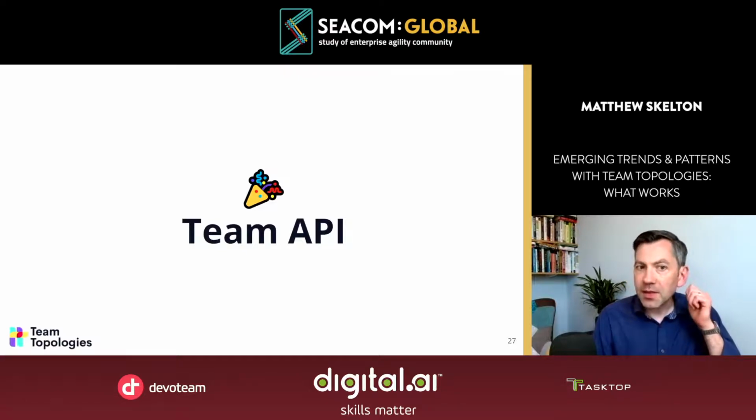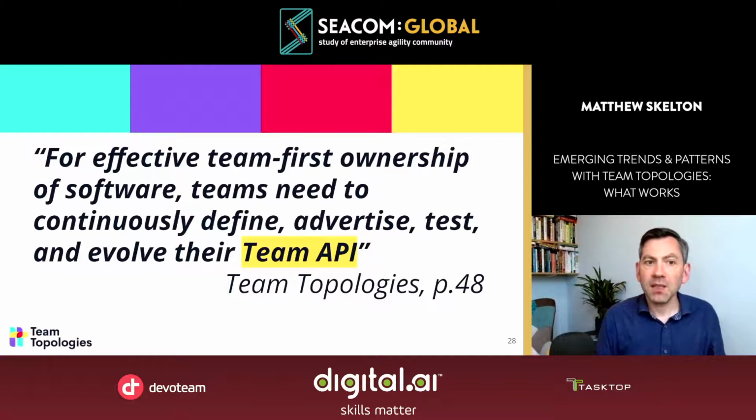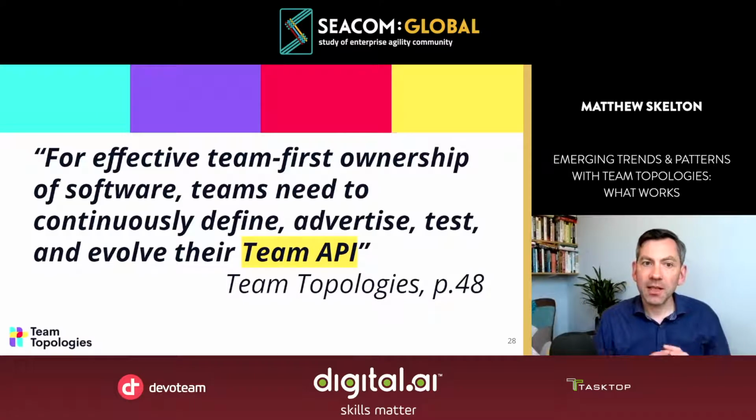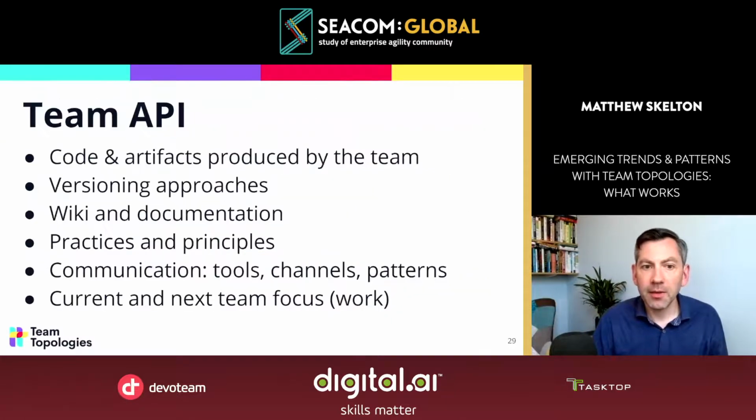One of the concepts that we introduced in the book was called Team API. And the Team API, so API means application programming interface. This is a very technical term that's normally applied to software, but we're applying it to a team. So it's the definition of how to interact with our team from the outside. And we can include all sorts of things in there. It's like a specification, if you like.